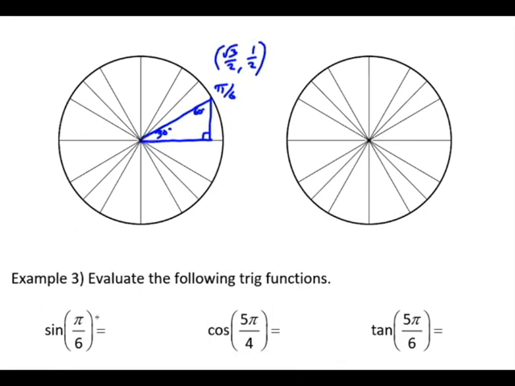So the sine is just the y-coordinate. Remember that if you need to, you can draw out the classic 30, 60, 90 triangle and scale it down so that the radius is 1. 5 pi over 4. Well, where's 5 pi over 4? Well, let's count the 45-degree angles. Here's pi over 4, 2 pi over 4, 3 pi over 4, 4 pi over 4, 5 pi over 4. There's 5 pi over 4.